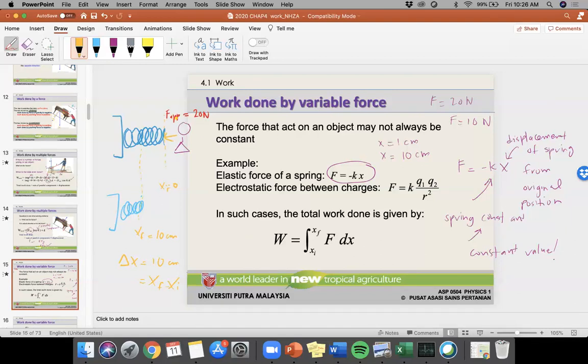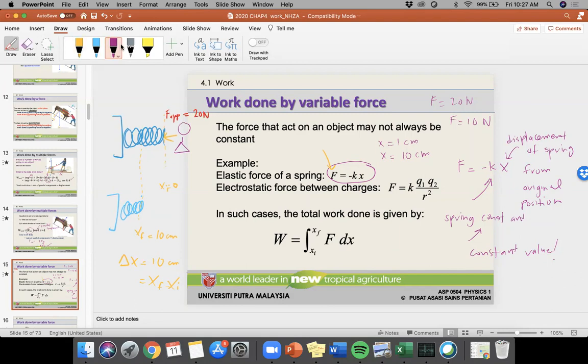Okay, but this is F applied. This is elastic force. It's not the same thing. So what is F equals to minus Kx? It is the force that opposes whatever change that I'm trying to do. Okay, force ni pula. Spring ni alive.